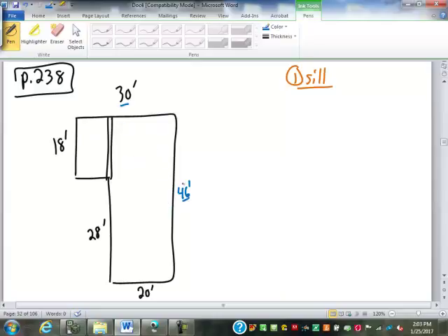Perfect. 46, 30, 18, 10. What's it come out total? I heard somebody mumble it there. 152 feet, yes. The sill, remember, is just the perimeter.